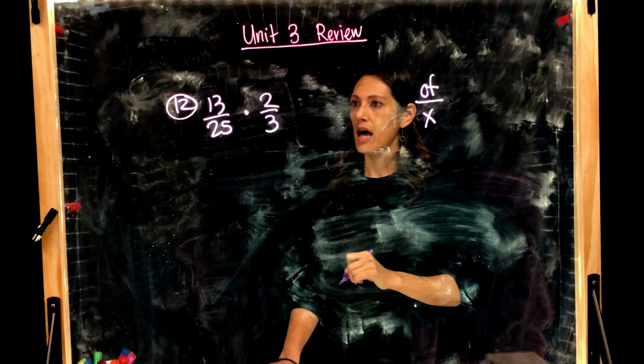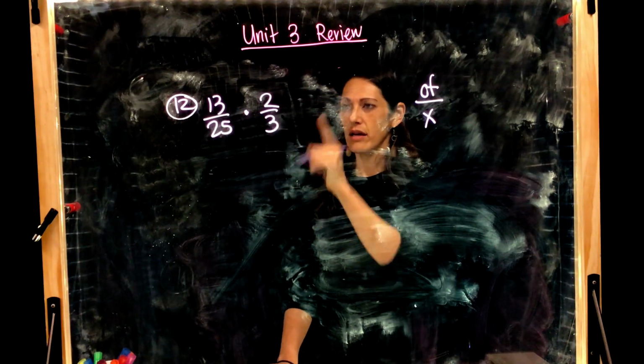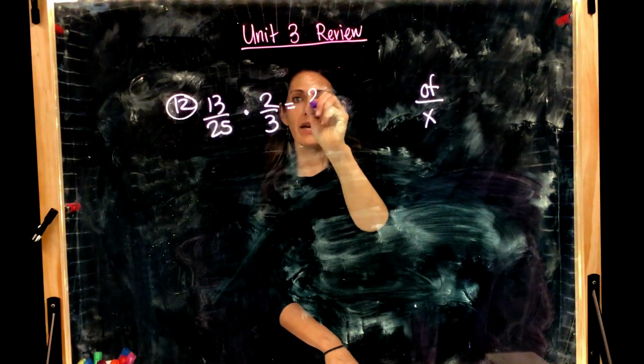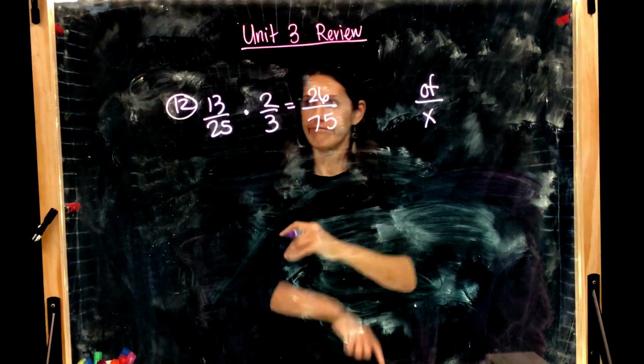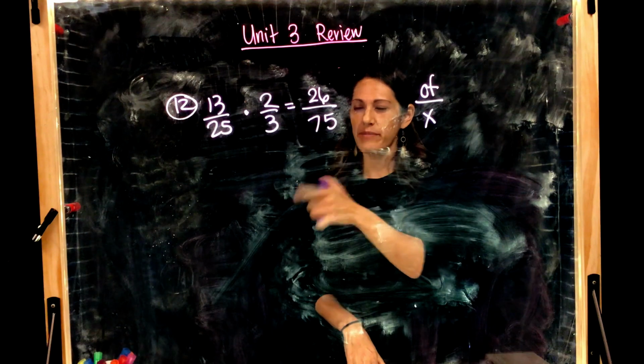Okay? I'm going to look. I don't see any numbers that I can cross cancel or reduce. So I'm going to multiply straight across. I'm going to get 26 over 75. And that's my answer. Don't get confused with that of. Of means multiply.